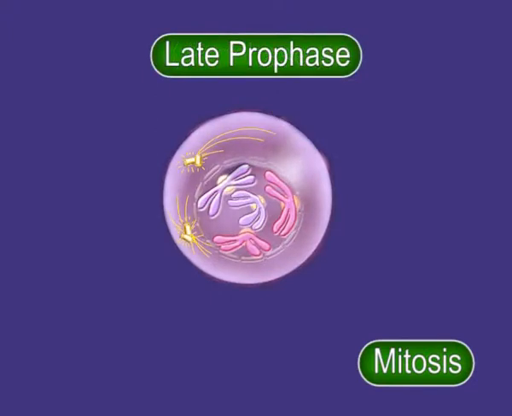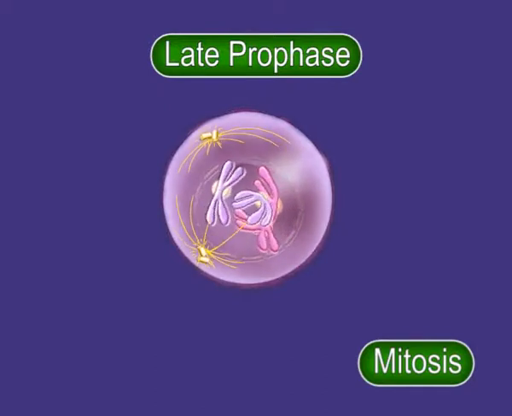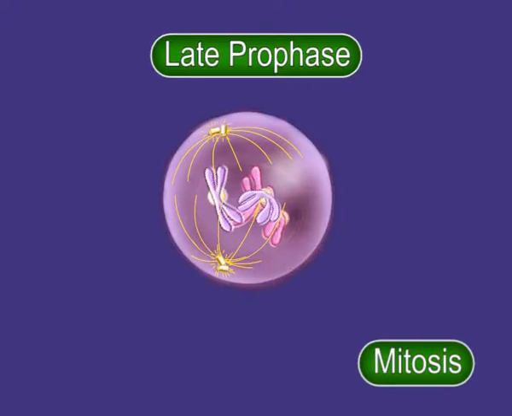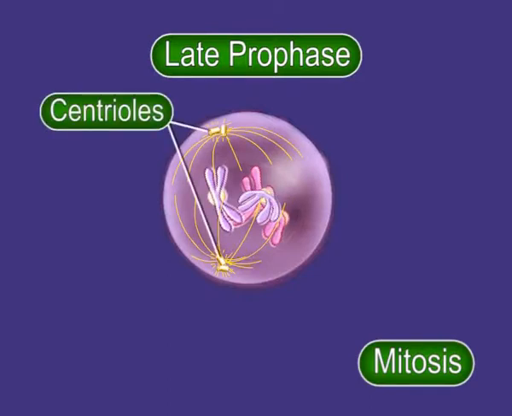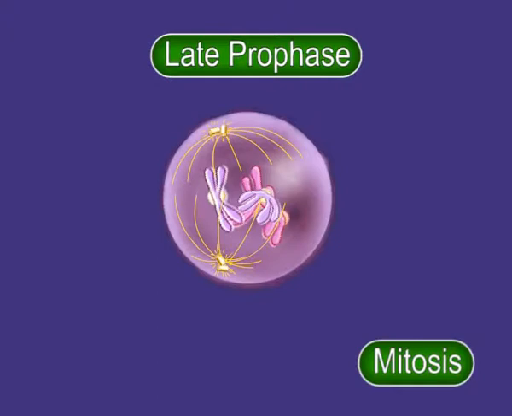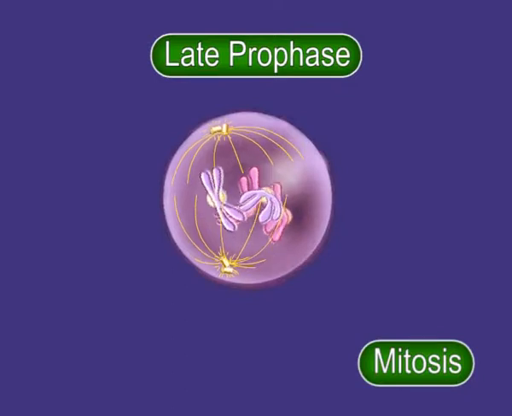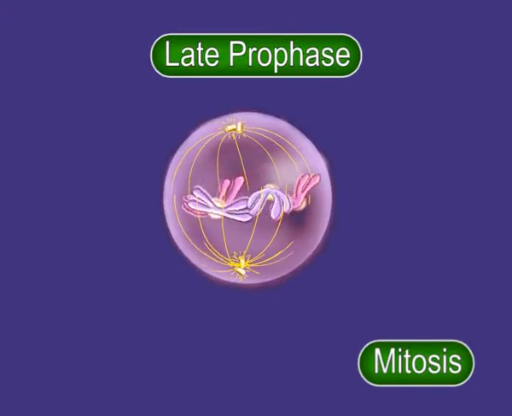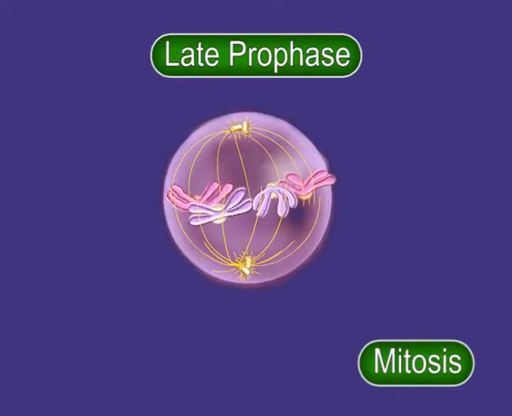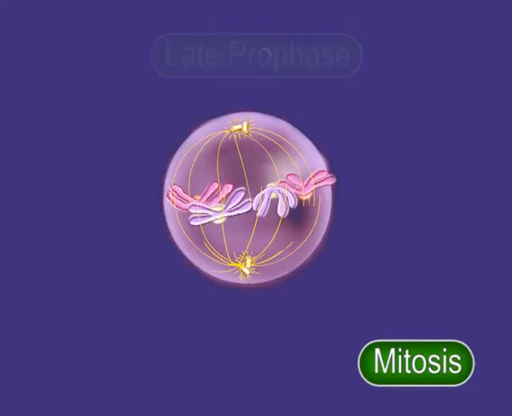In late prophase, the nuclear membrane and nucleolus are no longer visible. Simultaneously, the centrioles move toward opposite poles. In the meantime, centrioles start developing spindle fibers. Gradually, a spindle apparatus made up of microtubules develops. Polar fibers continue to extend from the poles to the center of the cell. Chromosomes move randomly until they attach to polar fibers from both sides of their centromeres.